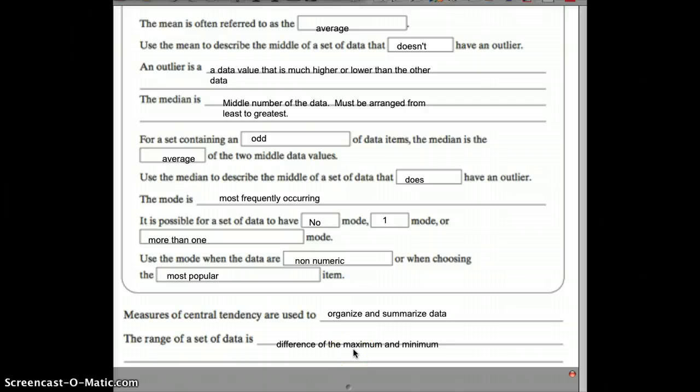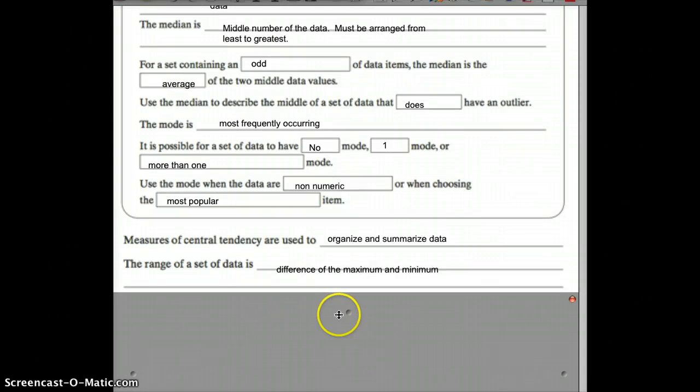Measures of central tendency are used to organize and summarize data. The other piece of information that's important about measures of central tendency is the range. The range of a set of data is the difference between the maximum and the minimum. I have seen in many math books where you put something like 10-90, and that's your range. Your range is not those two numbers, it's the difference of those two.